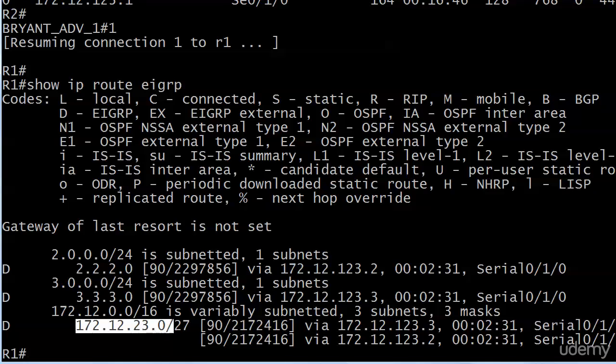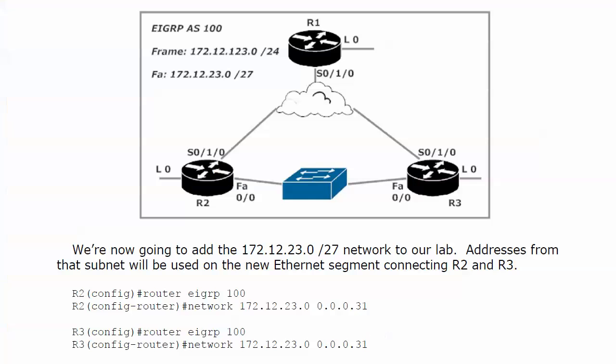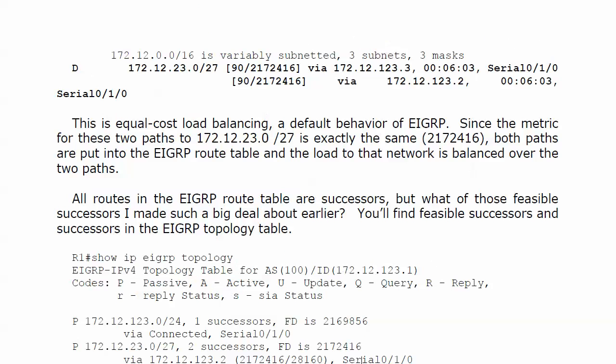However, when it comes to that Ethernet segment, it seems to be splitting the load somehow because we've got 2 addresses listed next to the D for DUAL, which stands for EIGRP, of course. And one of them is using router 2's serial interface as the next hop, and the other entry is using router 3's serial interface as the next hop. So why do we have 2 entries for the Ethernet segment from router 1's point of view, but only 1 for router 2's loopback and router 3's loopback? Well, the answer is contained in a default behavior of EIGRP called equal cost load balancing.